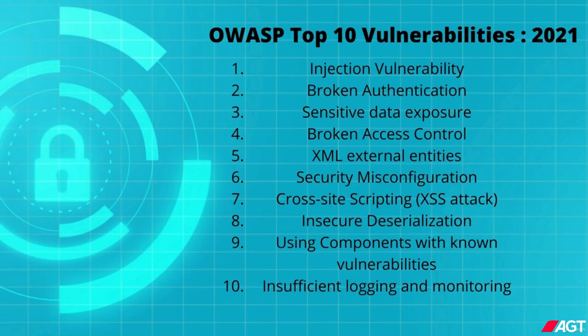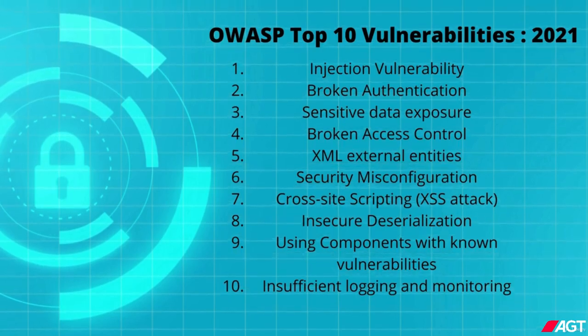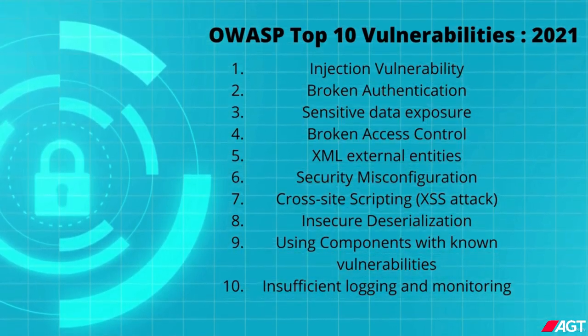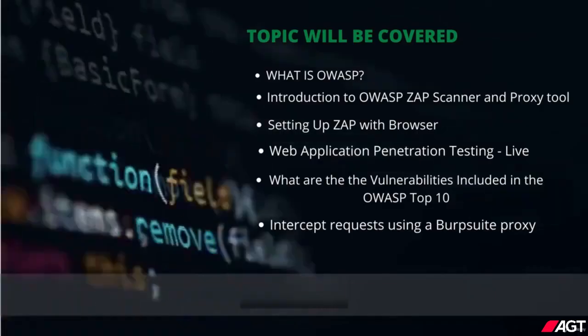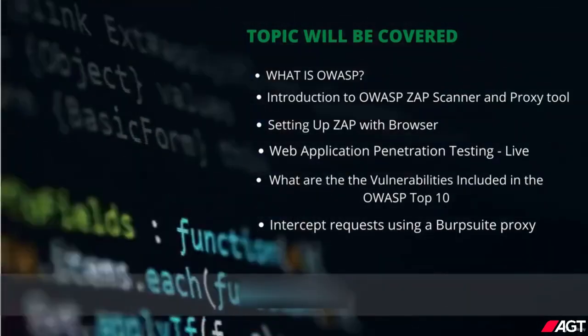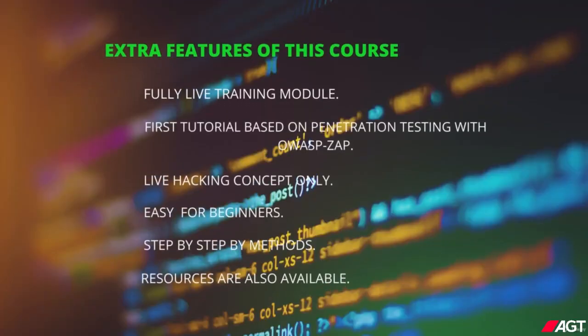OWASP Top 10 Vulnerabilities 2021: injection vulnerability, broken authentication, sensitive data exposure, broken access control, XML external entities, security misconfiguration, cross-site scripting, insecure deserialization, using components with known vulnerabilities, insufficient logging and monitoring. And this is the topic which I have covered in this tutorial.